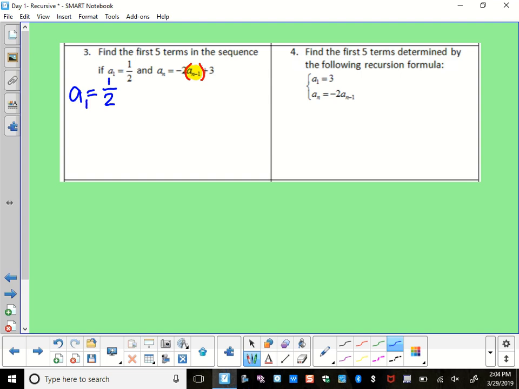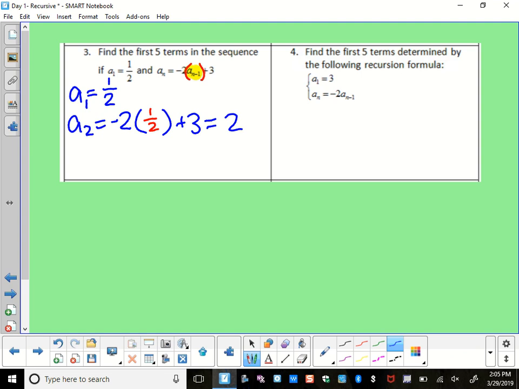So my first term is 1/2. My second term, I have negative 2 times my previous term plus 3. What do you get when you have negative 2 times 1/2 plus 3? Two different numbers. Which one is it? What's half of negative 2? Half of negative 2 is negative 1, plus 3. You should get positive 2.